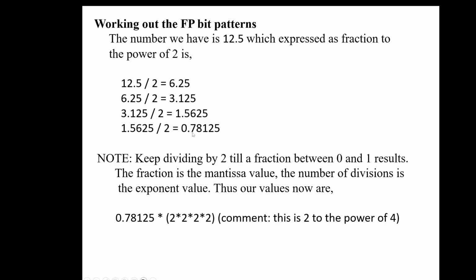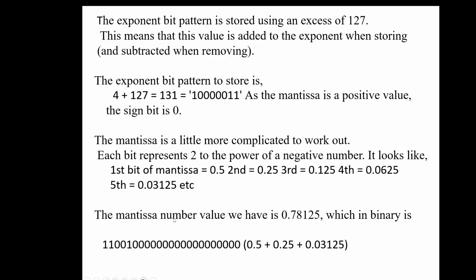So the decimal part is used as the mantissa, and the number of divisions is used as the exponent. So we count the number of divisions. We have 1, 2, 3, 4. So 4 is the exponent, and the mantissa is 0.78125. So we represent the value by 0.78125 times 2 to the 4th, which is the decimal equivalent.